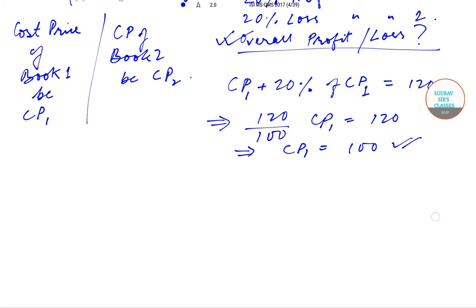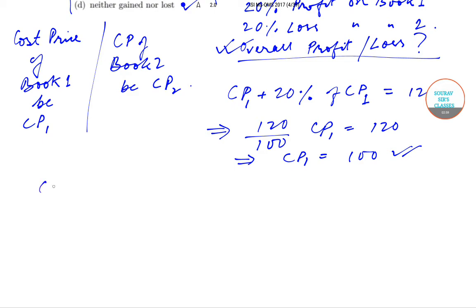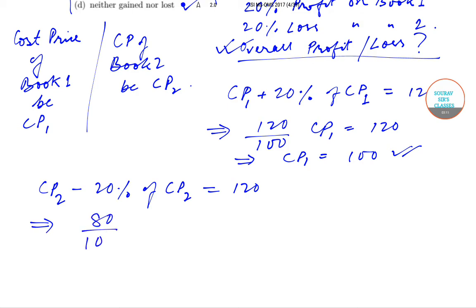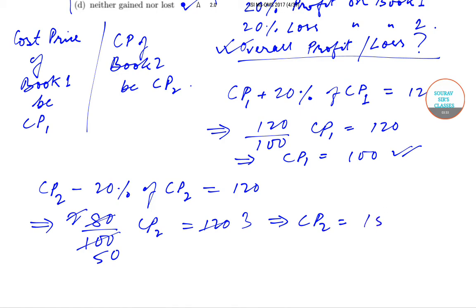Now if we find for the second case, it will be cost price of book 2 minus 20% loss of CP2, that is equal to 120 rupees. So this implies that 80 by 100 into CP2 is equal to 120. So when we cancel this out, 120 divided by 40 comes down to 3, this comes down to 2, and this cancels, this comes down to 50. So ultimately CP2 is equal to 150 rupees.